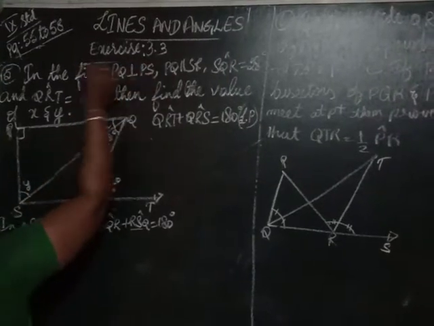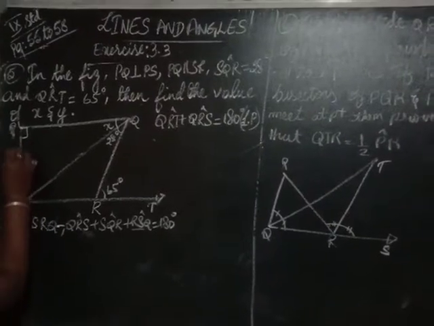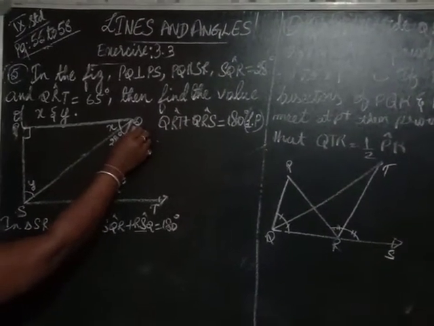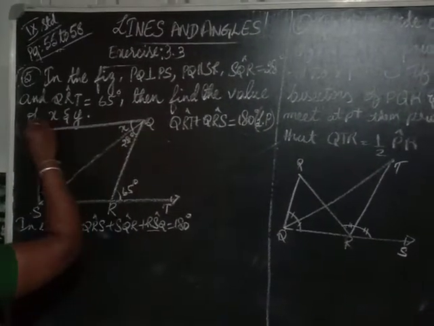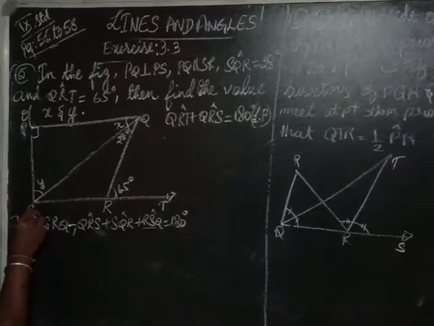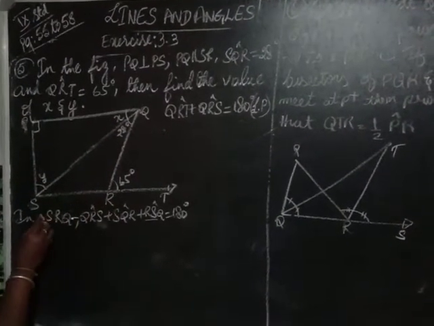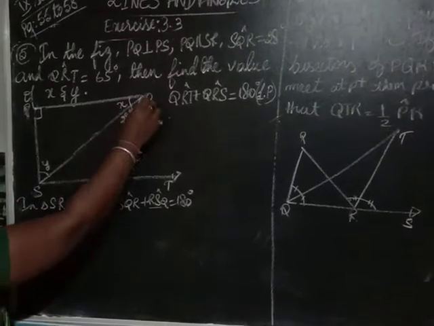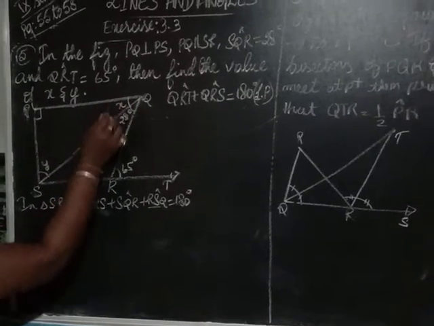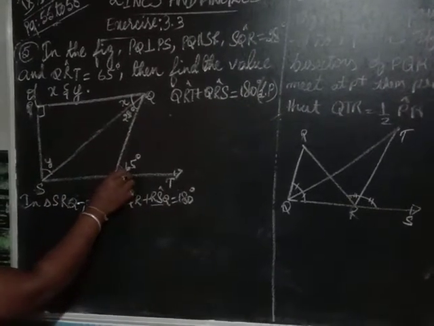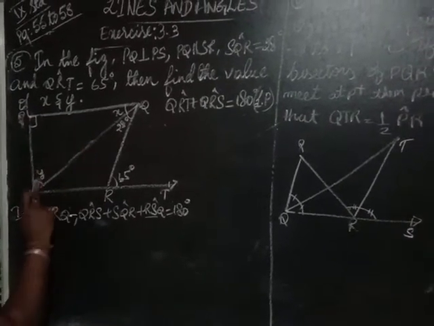Exercise 3.3, fifth problem. In the figure, PQ is perpendicular to PS, and PQ is parallel to SR. Angle SQR is 28 degrees. Angle QRT is 65 degrees. Then find the value of X and Y.